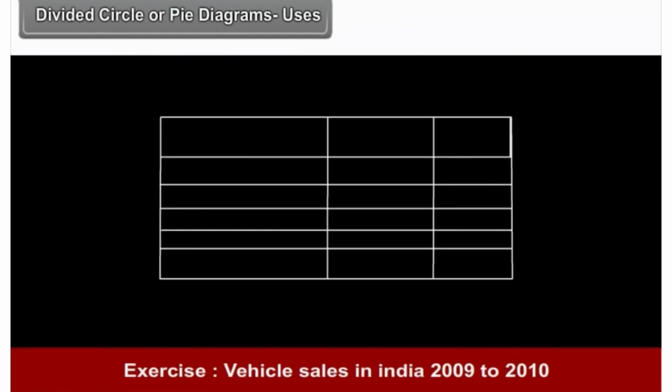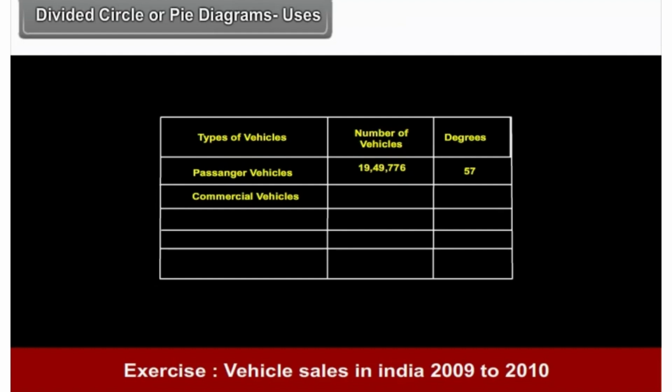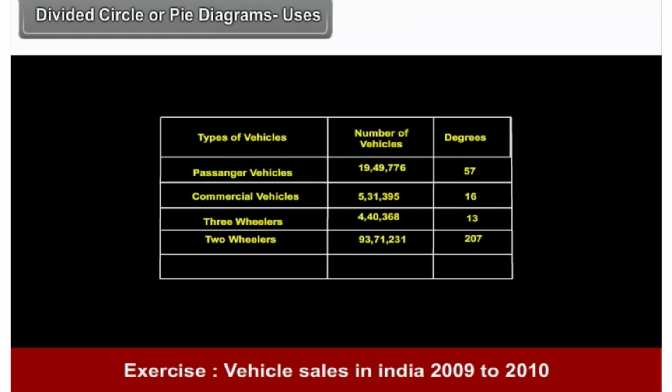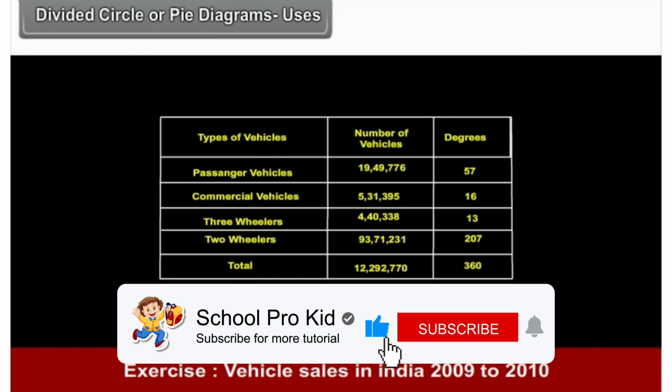Exercise 4. Vehicle sale in India 2009 to 2010. Types of vehicles, number of vehicles, degree. Passenger vehicles, 1,94,09,776, 57 degrees. Commercial vehicles, 53,01,395, 16 degrees. 3 wheelers, 44,368, 13 degrees. 2 wheelers, 9,37,01,231, 274 degrees. Total, 12,29,02,770, 360 degrees.